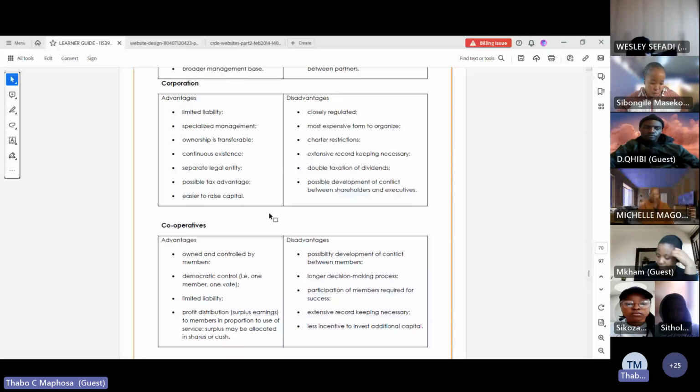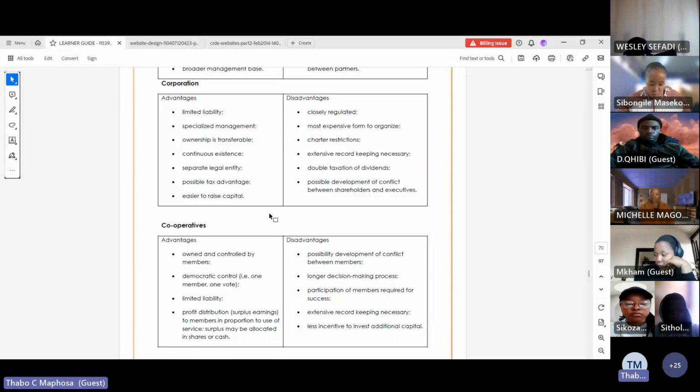And then ownership is transferable. With a corporation, unlike with a partnership, if one of the partners dies, you can't transfer that ownership. In a partnership, you just have to dissolve the whole partnership and start afresh. But in a corporation, you can simply transfer ownership. If I do not want the company anymore, I can sell the company to someone else. Then they continue with the company as if it was theirs to begin with.